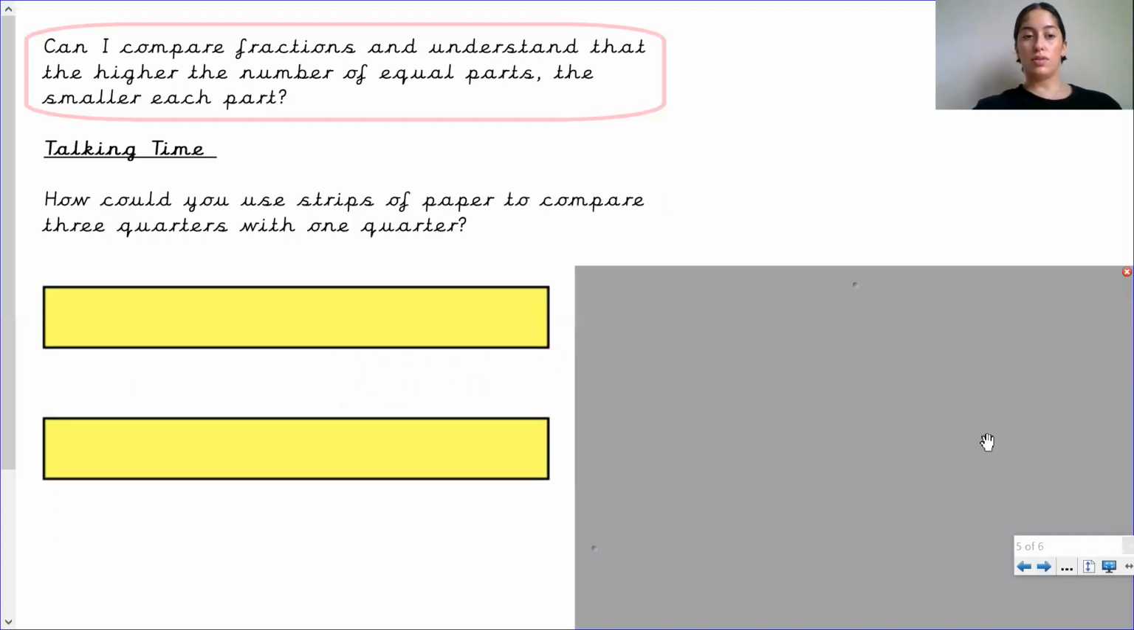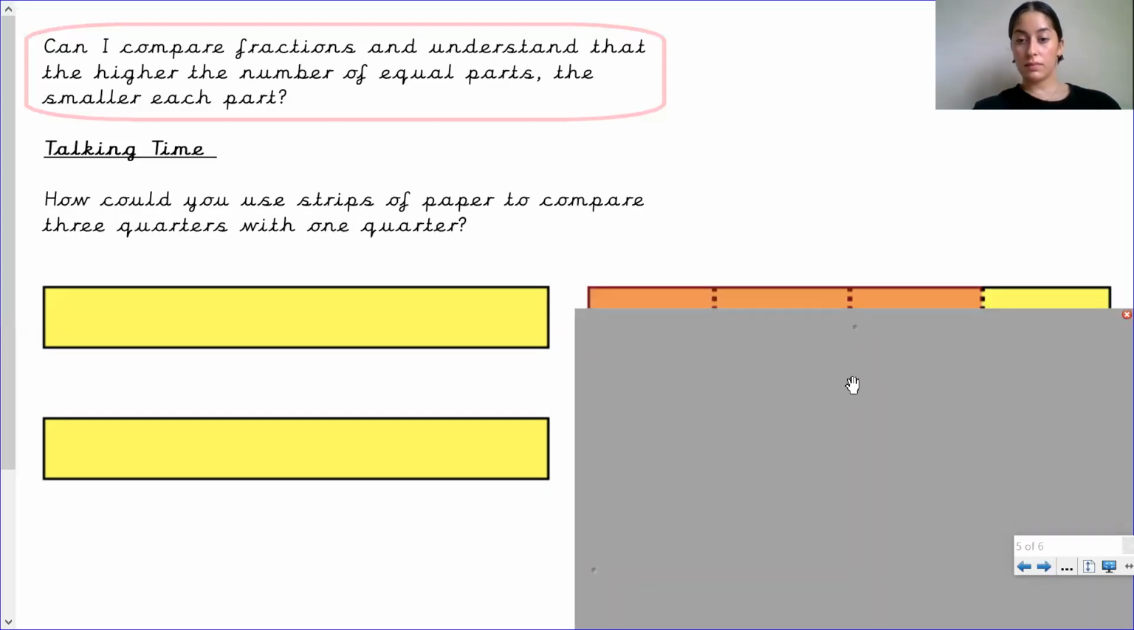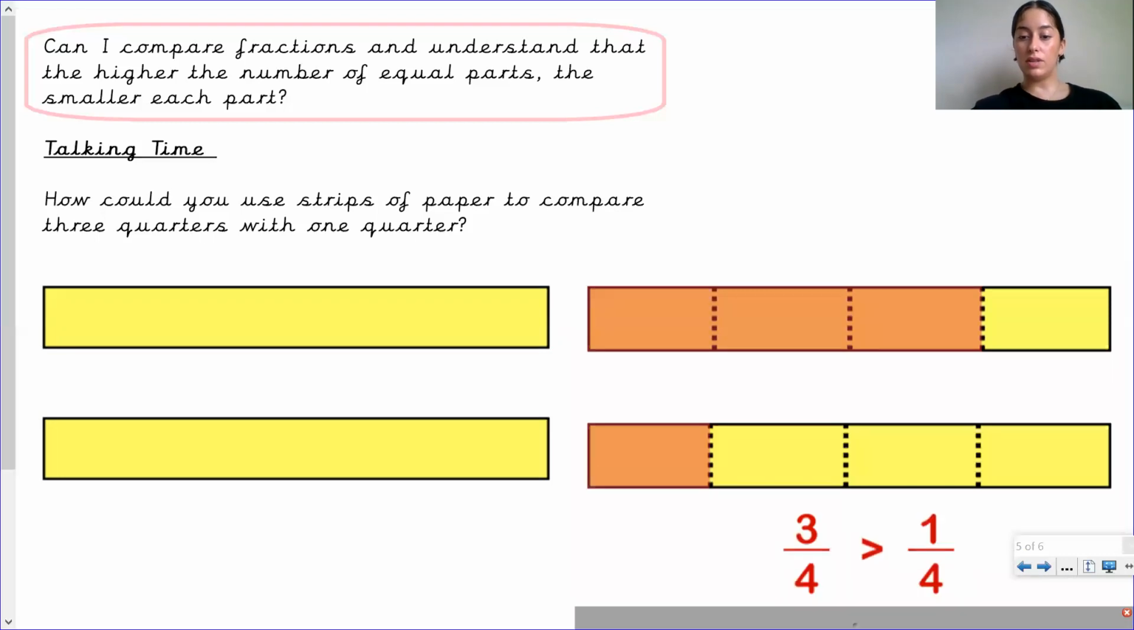How could you use strips of paper to compare 3/4 with 1/4? Pause the video and have a go by using paper strips the way I've shown you before in previous videos to fold it. So you fold it in half. You fold it in half and then you fold it in half again to get quarters. Okay, so this is what it should look like.